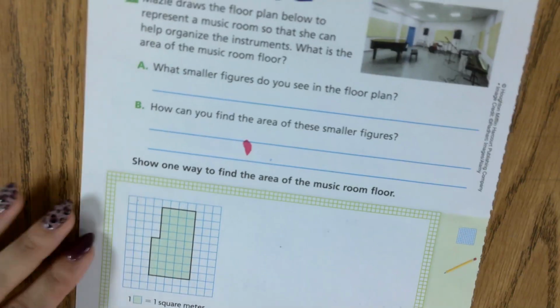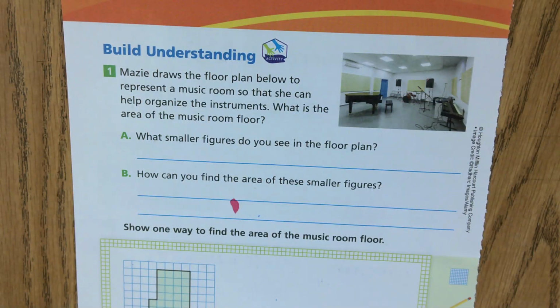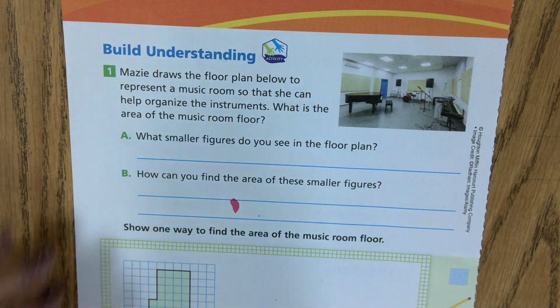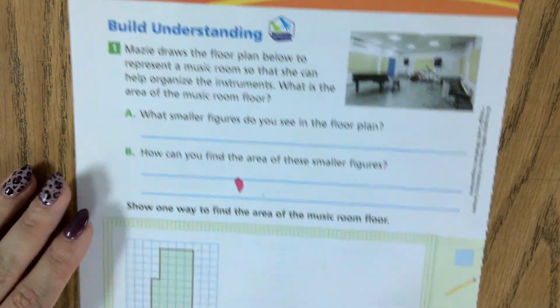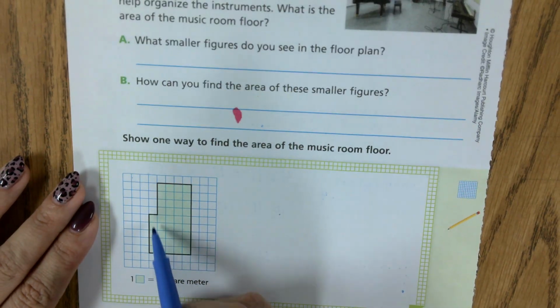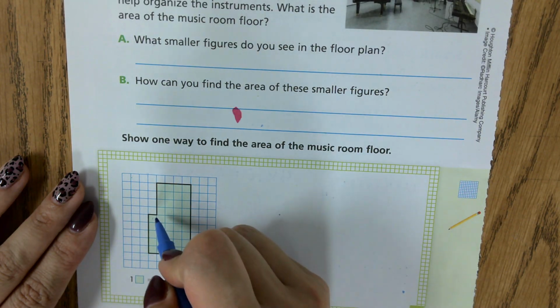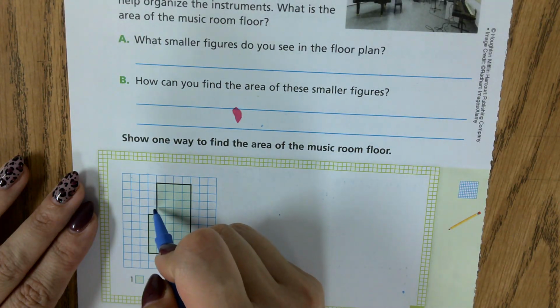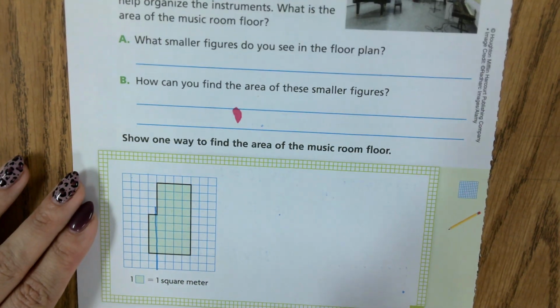Okay, over here on the back, it says, Maisie draws the floor plan below to represent a music room so that she can help organize the instruments. What is the area of the music room floor? And it says, question A, what smaller figures do you see in the floor plan? So if we look at our floor plan, we have an area over here that does not look like the rest. Do you see that right there? Does not look like the rest. So I'm going to draw a separation line right there just to show that that's not like the others.